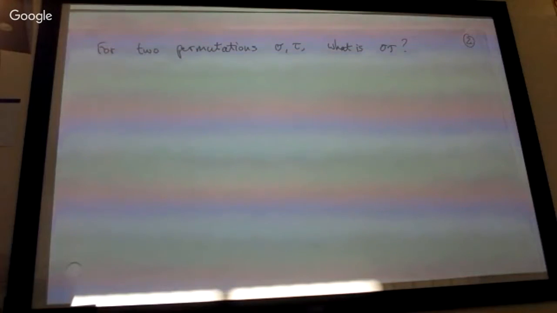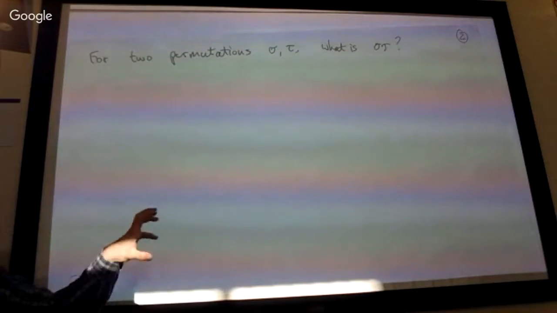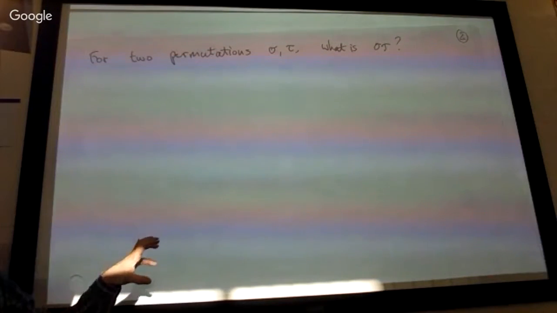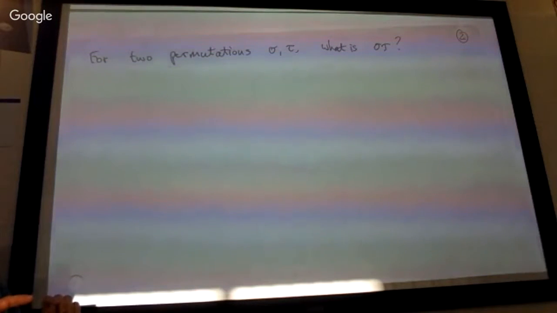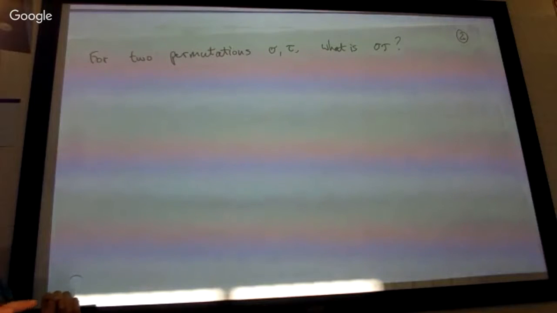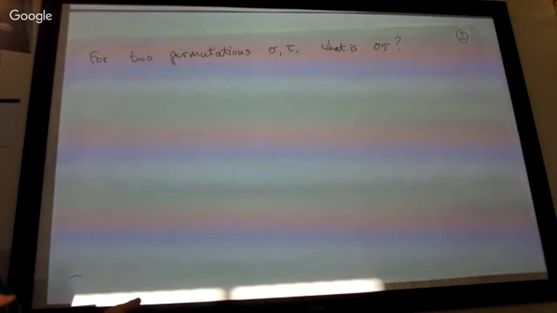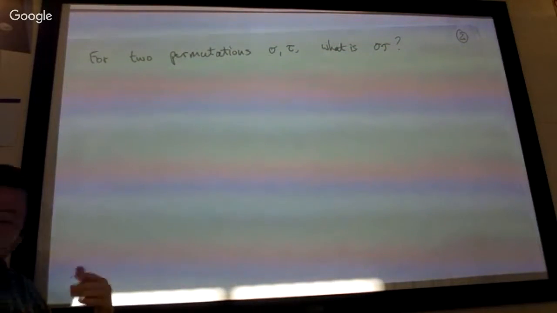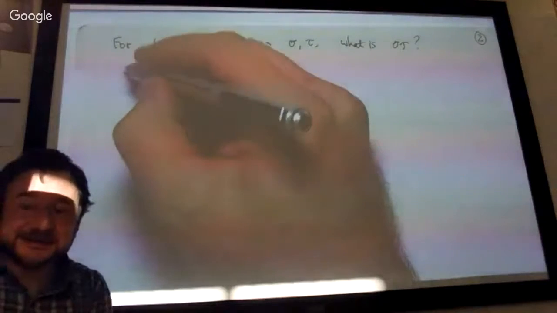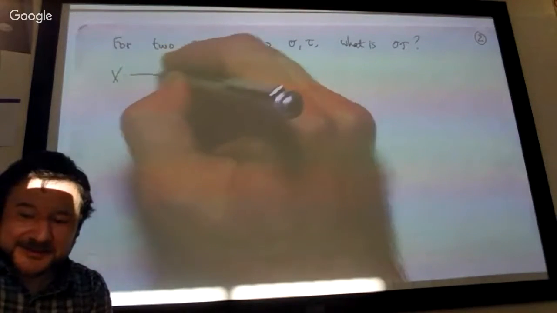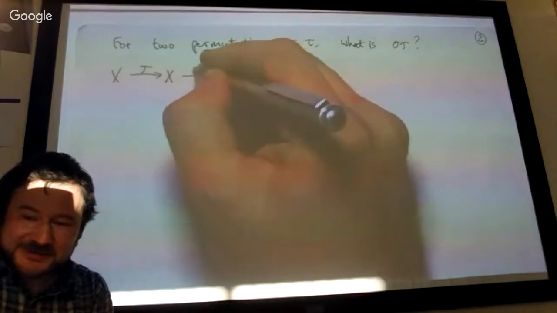And some people think that it's do sigma first and then do tau, and some people think it's that do tau first and then do sigma. Sigma after tau. Well, both conventions are used by mathematicians. So to stick to what the book does, we'll do that. This is like x: first do tau, and then do sigma. Okay?